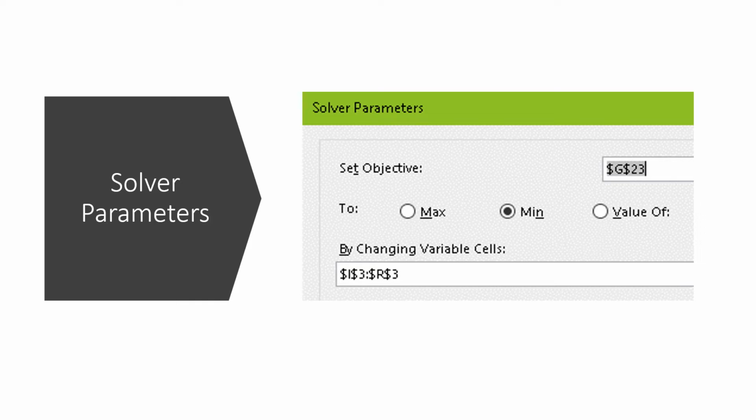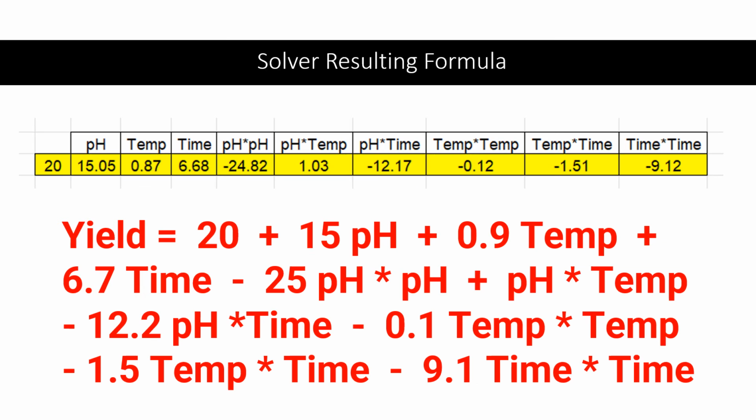Now we ask solver to calculate the values from I3 to I12 to make the total error in G23 a minimum. Then we obtain the coefficients we were looking for in yellow cells I3 to I12, from which we can build the formula to estimate yield.